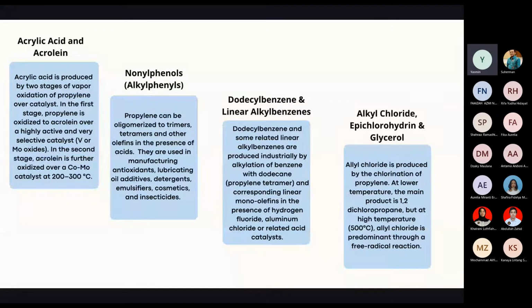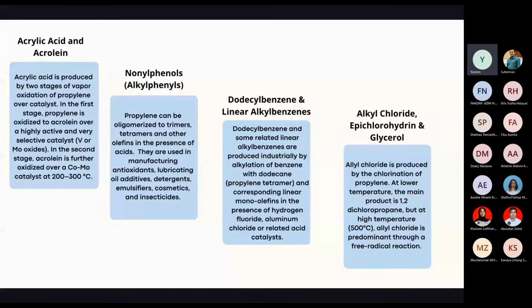The third one is dodecylbenzene and linear alkyl benzenes. Dodecylbenzenes and some related linear alkyl benzenes are produced industrially by alkylation of benzene with dodecene, propylene tetramer, and also corresponding linear monoolefins in the presence of hydrogen fluoride, aluminium chloride, or related acid catalyst.